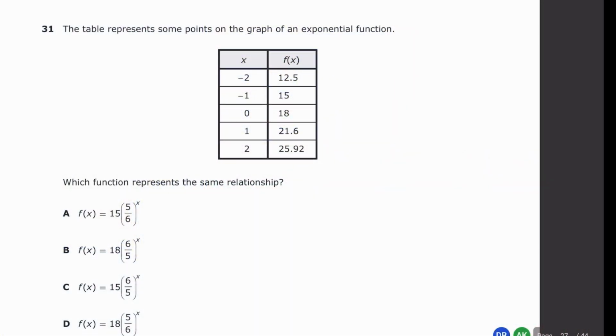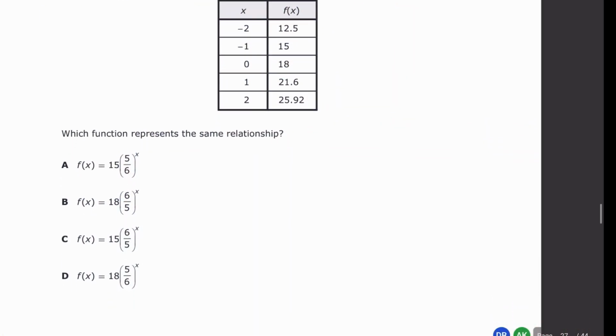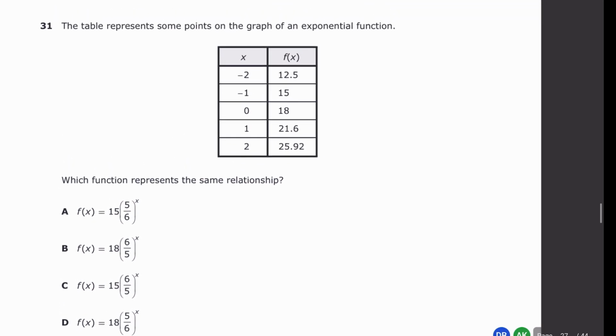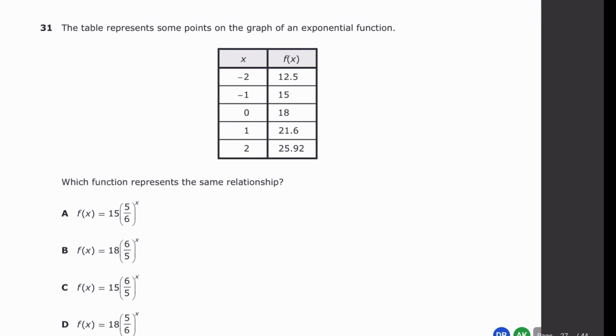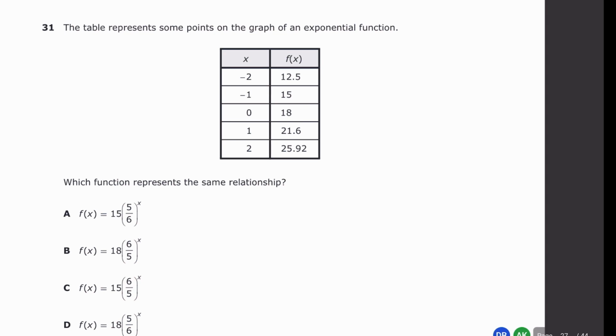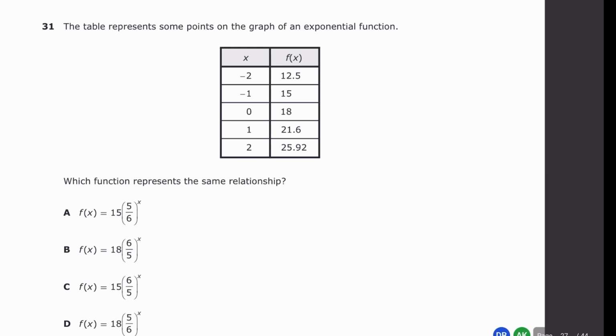Going into the 31st problem, the table represents some points on the graph of an exponential function. Now which function represents the same relationship we have to see. Here x is -2, -1, 0, 1, 2, and f(x) takes the values 12.5, 15, 18, 21.6, 25.92.